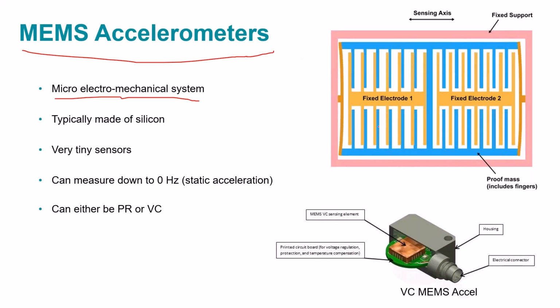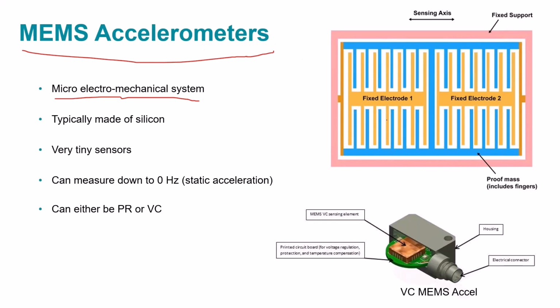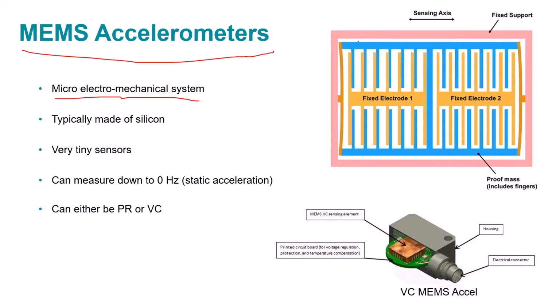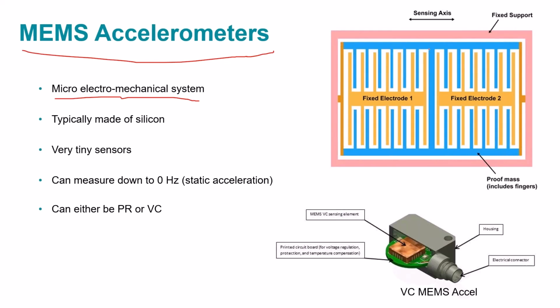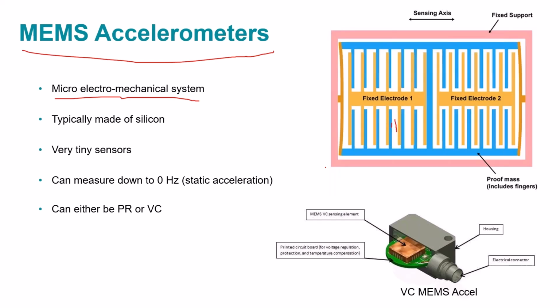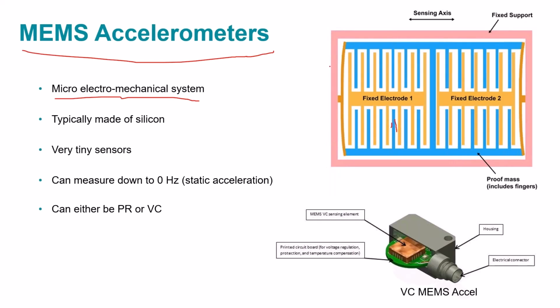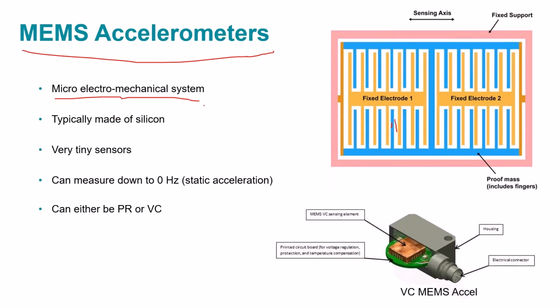But it works on the same principle. You have some type of electrode, and then you have these little fingers. There's a known mass of these fingers, and there's also a known capacitance between these spaces. And as these fingers move because of acceleration, the capacitance will change, and we can measure that capacitance change, and we're able to pull out the acceleration that way. These are almost always printed or etched. They're usually made of silicon. Because they're made of silicon, they can be made so tiny. This is an example of one.